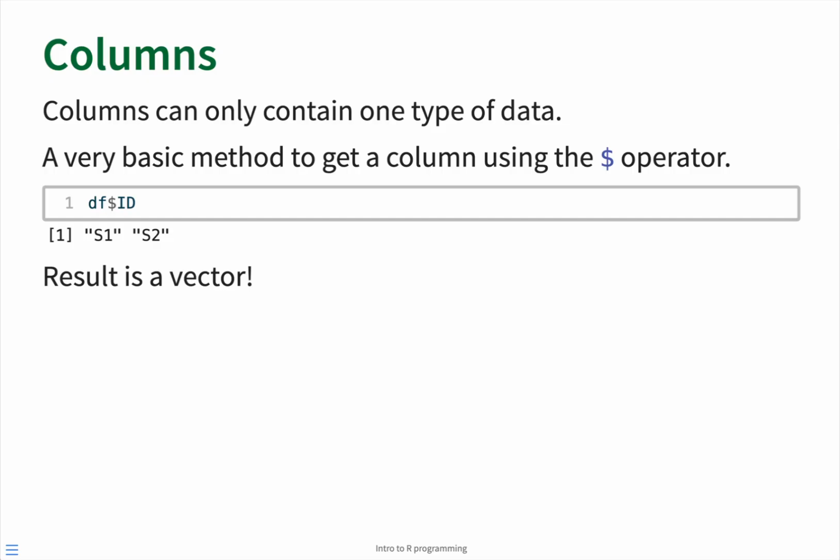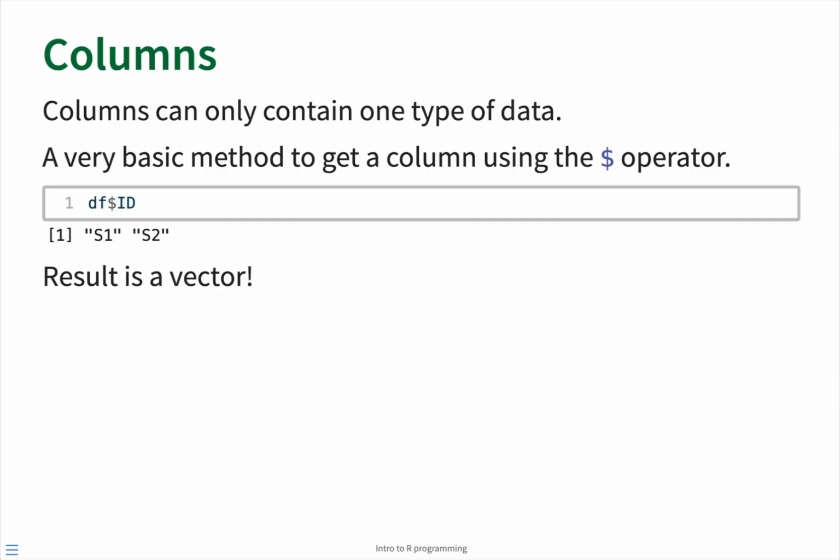We'll spend a lot of time learning how to work with data frames. But one thing to note at this point is that R has a method for getting a column of data out of a data frame, and that's using this dollar symbol here, which is another operator. So if we type in the variable name of the data frame, then the dollar symbol, and then the name of the column, we will get the values of that column returned to us. Right, so we get the two values from the ID column, S1 and S2, and the result is a vector. This is a vector of two character strings.